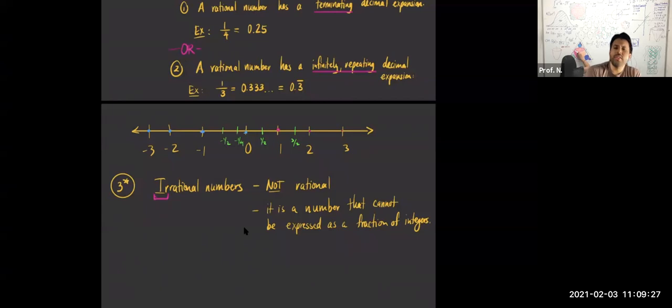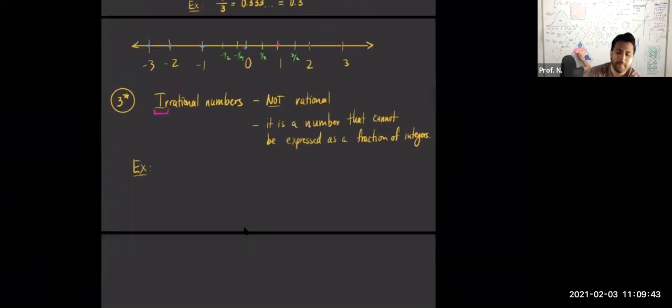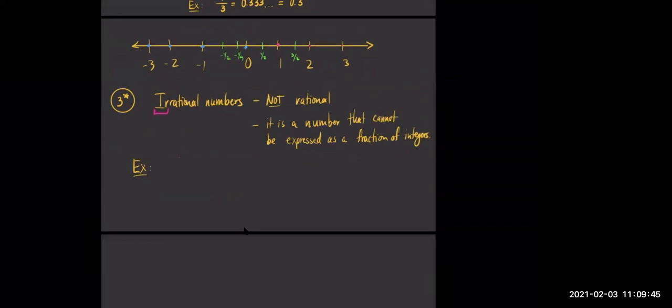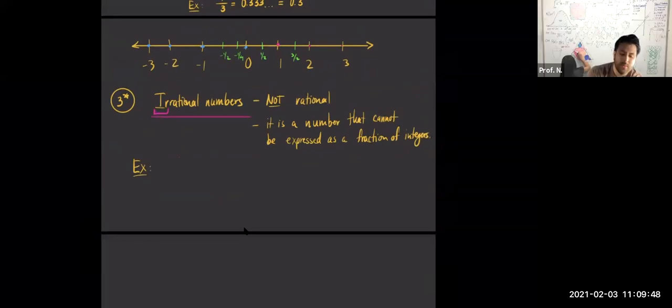So that's interesting. So there are numbers that cannot be expressed as integers. Can you give me an example of a number that cannot be expressed as an integer? Pi, like 3.14. Whoa. Pi.